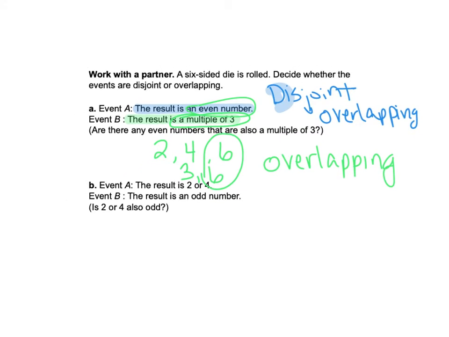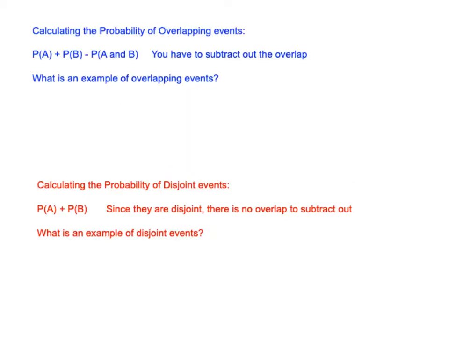The other one here is an example. You roll a die and you get a 2 or a 4. And the other possibility is that you get an odd number. So is there a 2 or 4 that is also odd? If you think about the list of numbers, is there anything that overlaps? Well, 2 and 4 are not odd, so these would be disjoint because they don't have anything in common and they don't have anything that overlaps.